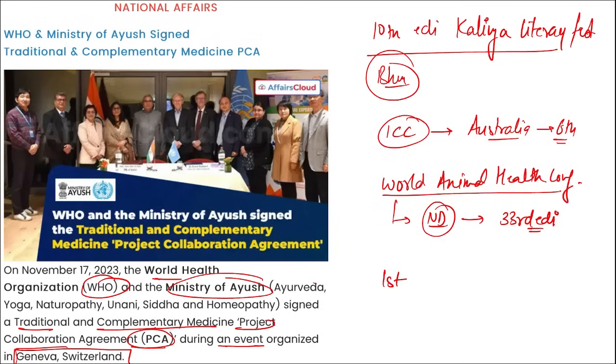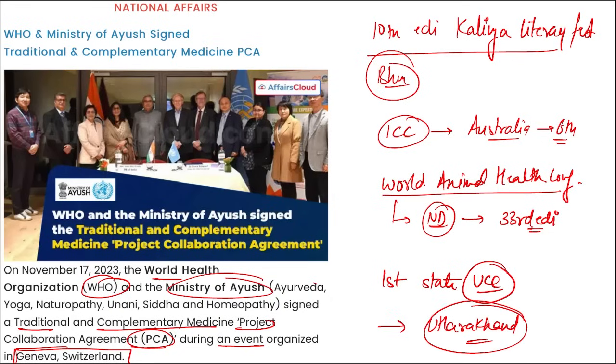Then which became the first state to implement UCC, that is Uniform Civil Code? It is Uttarakhand, right? Uttarakhand became the first state in India to implement UCC, that is Uniform Civil Code.